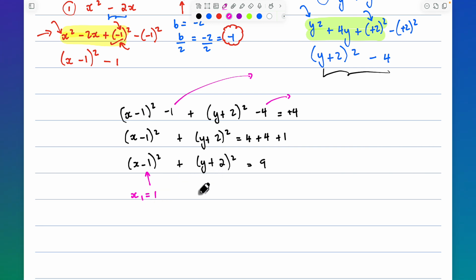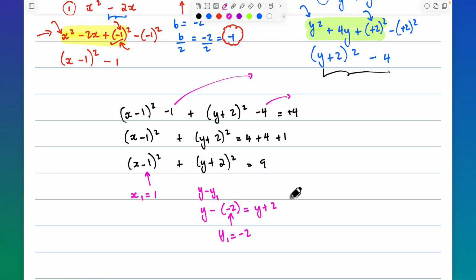Same with the y's. The y's are also supposed to be y minus something. The problem is, if you have positive 2, what are you subtracting? What does y1 have to be for this to end up being positive? It actually has to be a negative value, because if it's y minus negative 2, this does give you y plus 2. So that means your y1 value is actually negative 2.